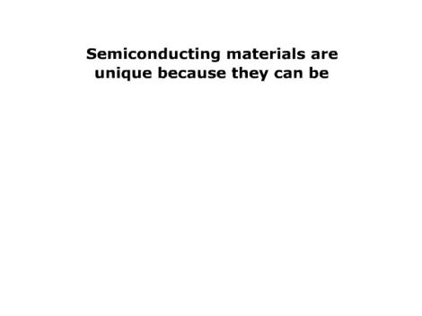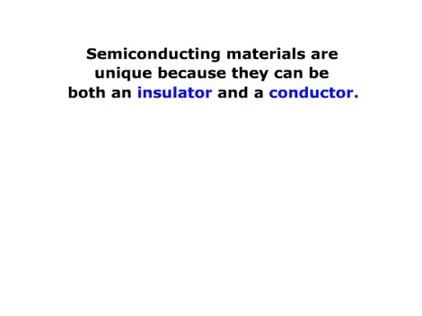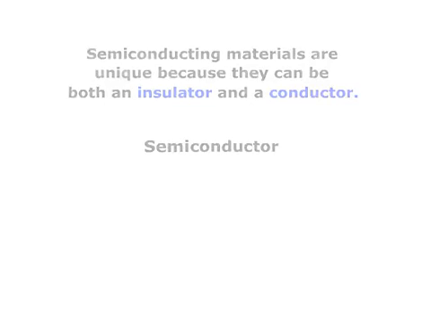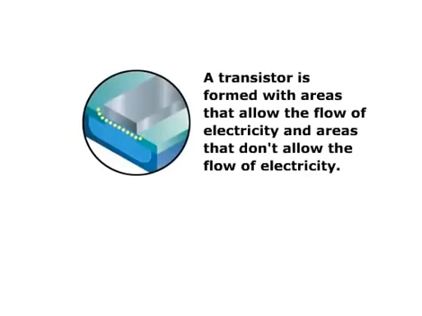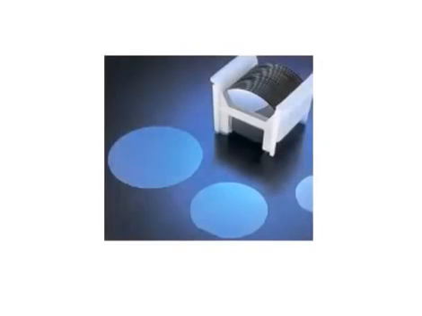Semiconducting materials are unique because they can be both an insulator and a conductor, hence the term semiconductor. A transistor is formed with semiconducting areas that allow the flow of electricity, and insulating areas that don't allow the flow of electricity. Transistors are the fundamental building blocks of a microchip and are built on a silicon base.